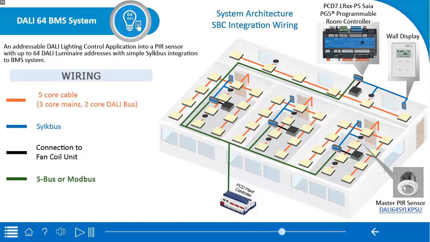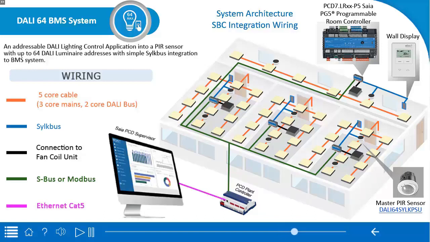The PCD controller can then be connected via Ethernet to a PCD supervisor to allow data such as time delay, light level, absence or presence mode, scenes or load shedding to be shared between rooms, floors, or the building, and allows the user to visualize and control their lighting system.